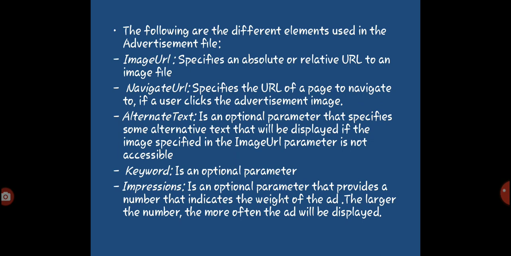If you want to render something, for example, an advertisement for any baby product, the keyword can be baby products. That is how the keyword is used, and it is an optional parameter. Impressions says how many times a particular advertisement has to be displayed. In the ad rotator control we can display many advertisements, and how many times each advertisement is rendered is given in the impressions element.